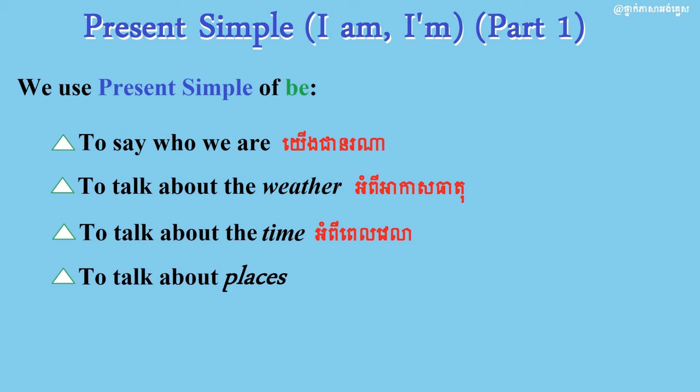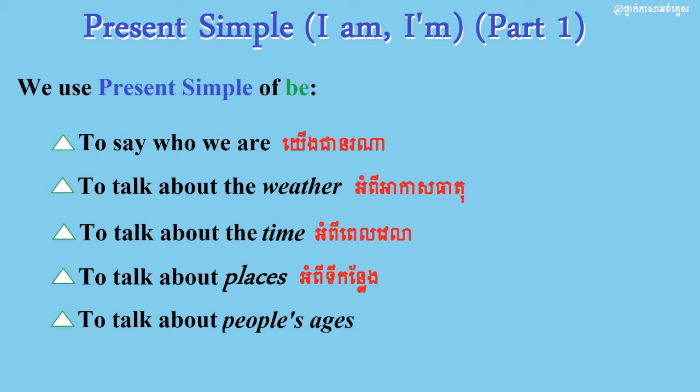Point number 4, places. Point number 5, people's ages.